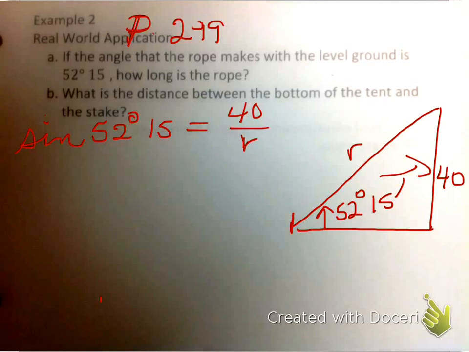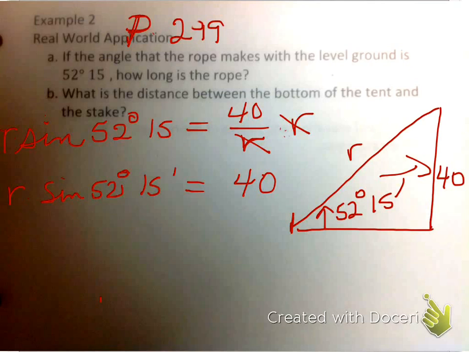Now this is going to take 2 steps to get rid of r. We're going to have to get r over and then bring over the sine. So this takes 2 steps when the variable is in the denominator. I'm going to multiply by r on both sides. R's cancel out, and I'm left with 40 equals r times the sine of 52 degrees and 15 minutes. Now I need to get r by itself, so I divide by the sine of 52 degrees and 15 minutes.